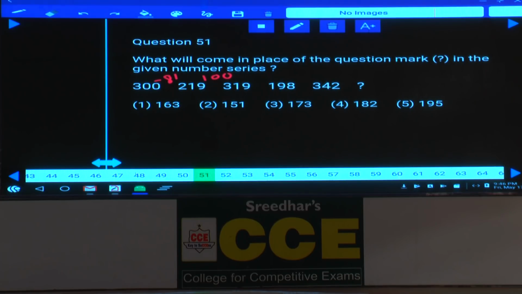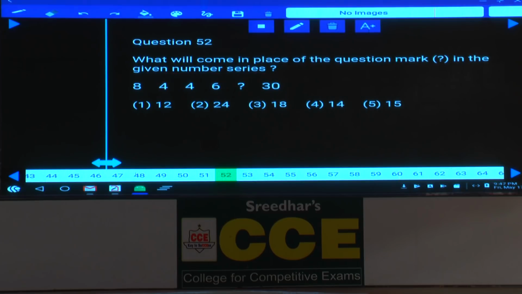Next one, 319 and 98. What is the difference between these two? 121. Plus or minus? Minus. Minus 121. Next one, 144 plus 140. Now check all these numbers. Minus 9 square plus 10 square minus 11 square plus 12 square. Finally minus 13 square. What is minus 13 square? 169. And 342 minus 169. Tell me what is your answer here? 173. Choice 3.